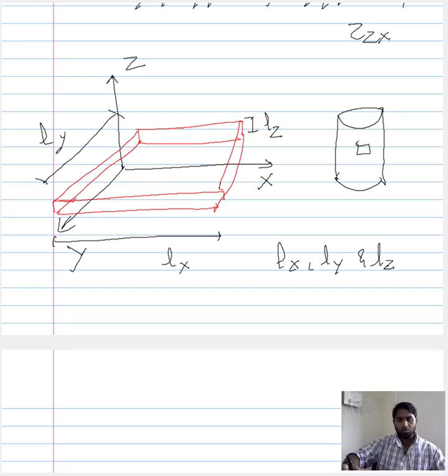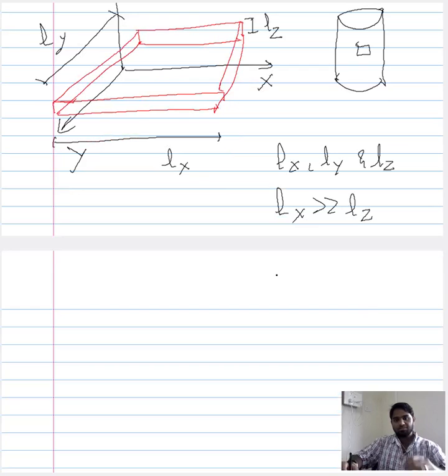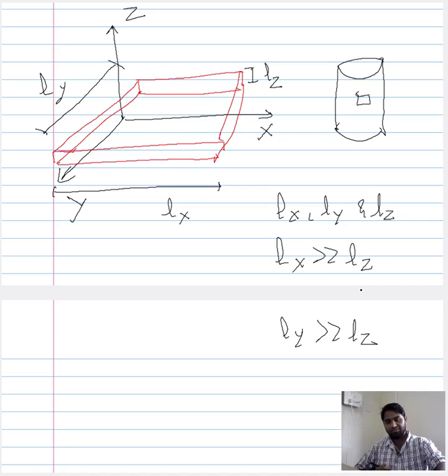Now if you look closely, it is easy to understand that Lx is very much greater than Lz, and similarly Ly is very much greater than Lz. Since we are considering a thin plate, it means the dimensions along the x and y axes are greater than that along the z axis.